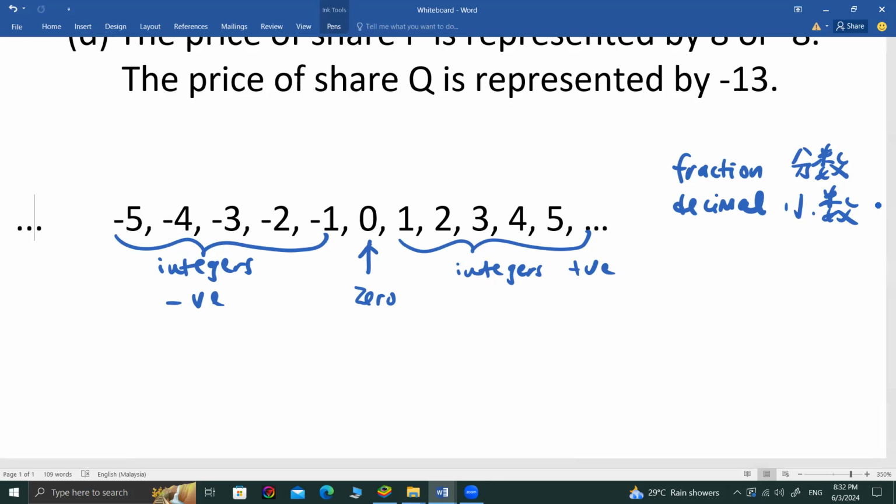Got it? Now number 4, I leave it to you. Just put a tick or cross there. Try to get all correct. See which is an integer, which is not. If yes, you put a tick. If it's not, you put a cross will do.